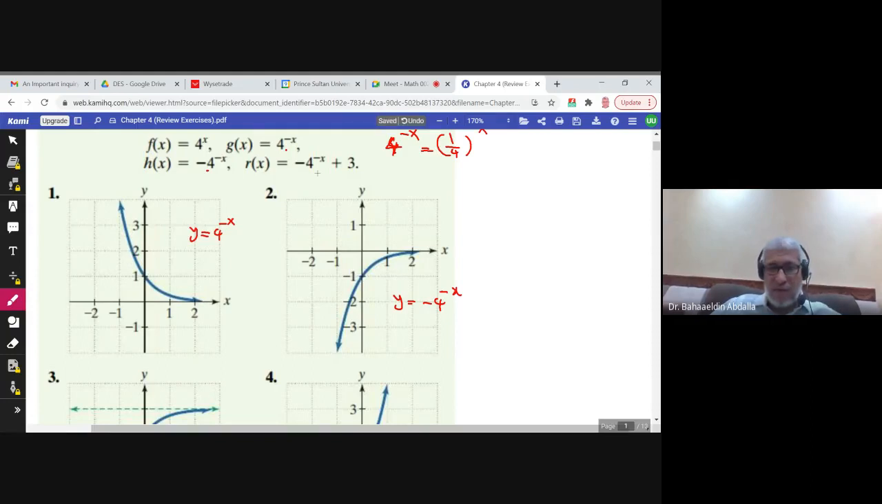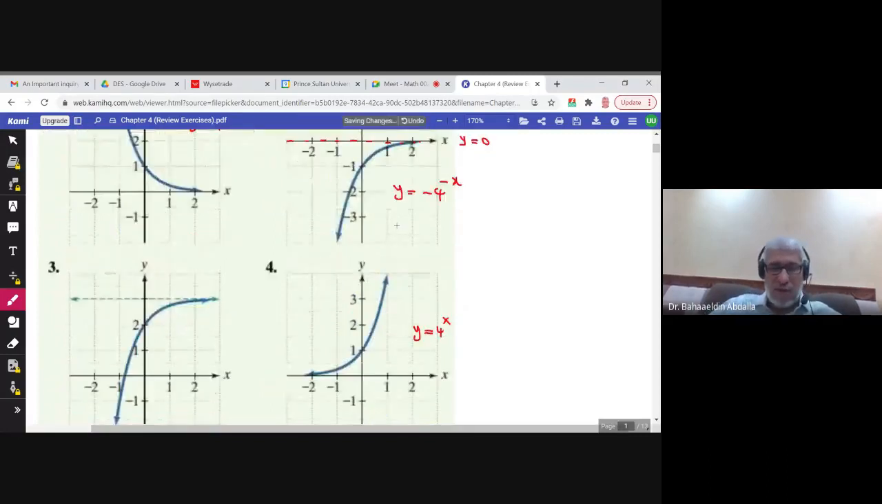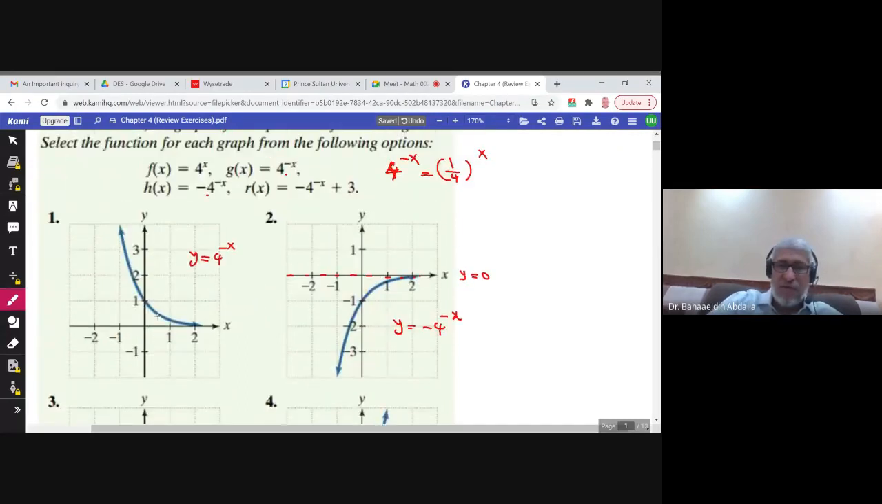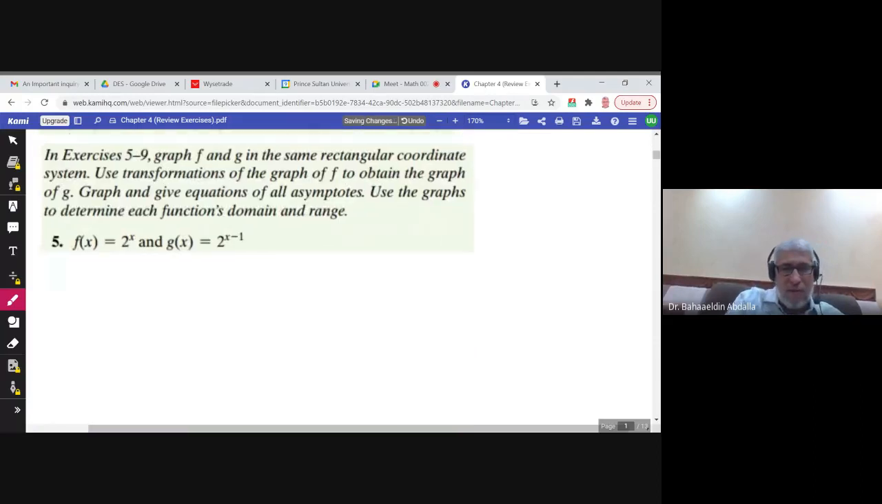Now what about r of x? You take this graph 3 units up. Plus 3 means this graph, which is the graph of h, you raise it 3 units up. Here the horizontal asymptote is y equals 0. If you take it 3 units up, it would be y equals 3. So this function has the same graph like this, but shifted 3 units up. So this is the graph of negative 4 to the power negative x plus 3. So these are the 4 questions.